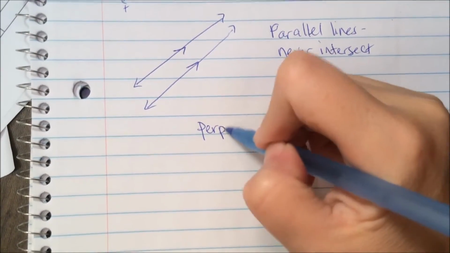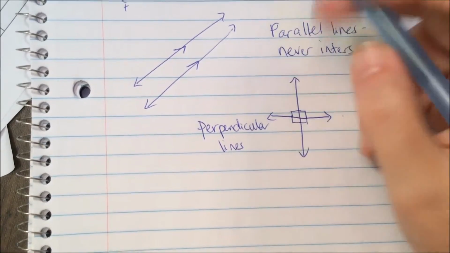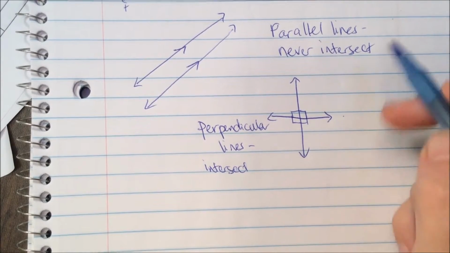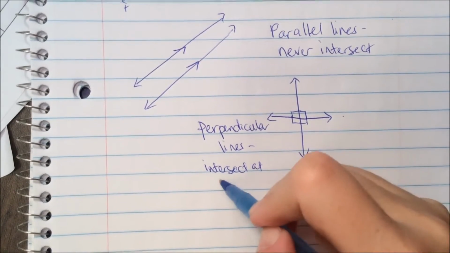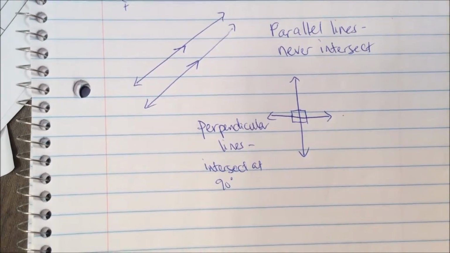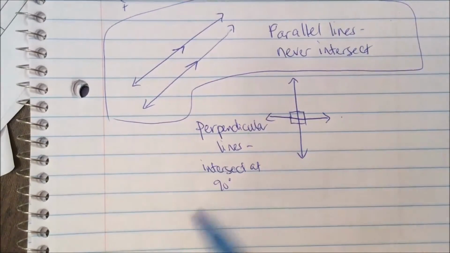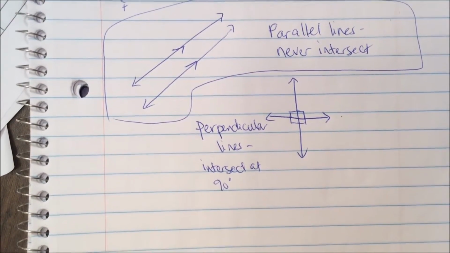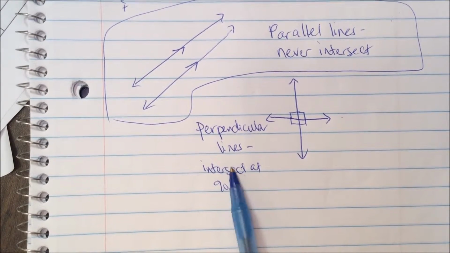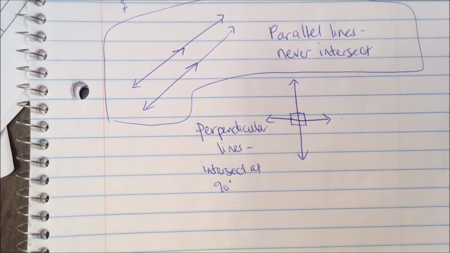And perpendicular. And so these intersect, as you can see, at 90 degrees. So I don't know if we should draw so you can see the difference there. Parallel lines, these never intersect, but perpendicular lines do intersect, and they intersect at exactly 90-degree angles.